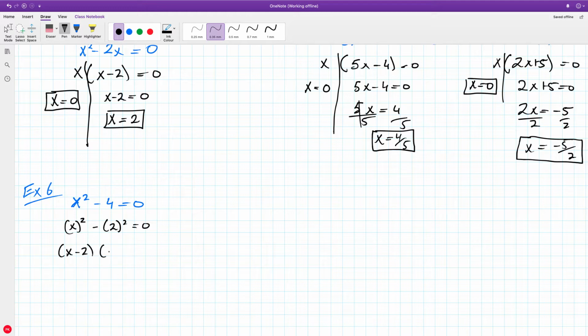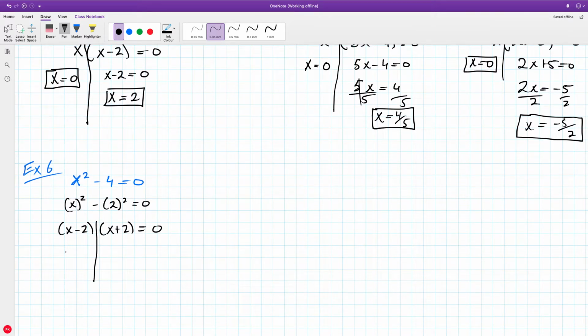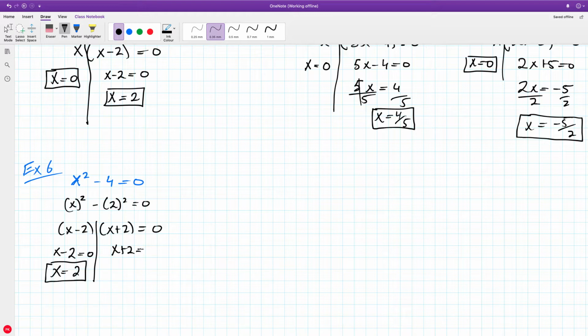X minus 2 by x plus 2 is equal to 0. Good stuff, a minus and a plus. Line down the middle then. X minus 2 is equal to 0, then x is equal to plus 2. Good stuff. And on the right hand side then, x plus 2 equals 0, x is equal to minus 2.